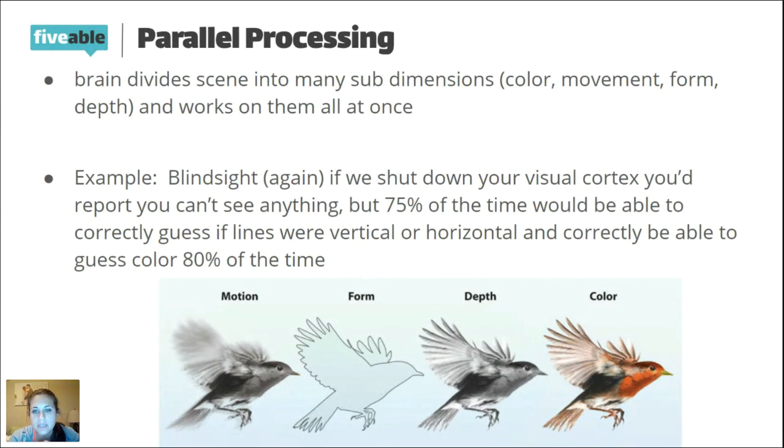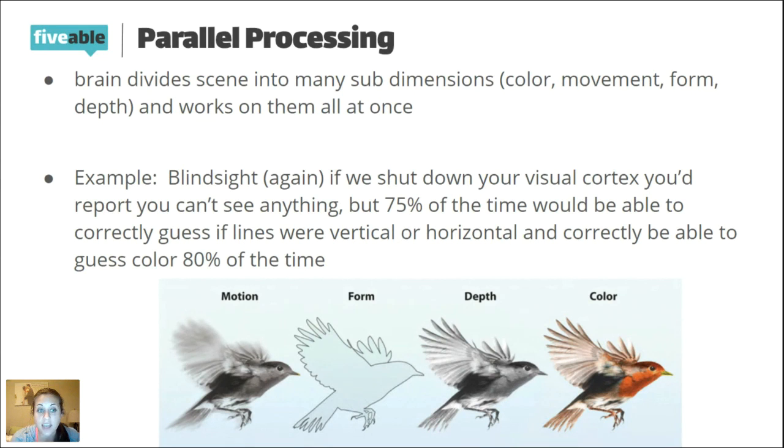Another example of this could be seen through Blindsight. I don't know if you guys have read about that or not, but Blindsight is when, for example, I can shut down your visual cortex with some electrodes and things like that. So basically your brain says, I don't see anything because the visual cortex is shut down. It's not working. However, if I asked you a question about a picture that I put in front of you, and if it had horizontal or vertical lines, about 75% of the time you'd be able to correctly tell me the answer. And about 80% of the time you'd be able to tell me the color correctly of the lines or the picture that I'm showing you.